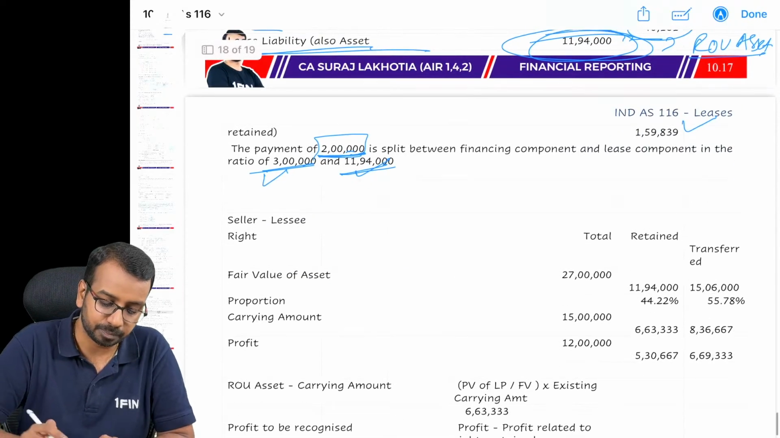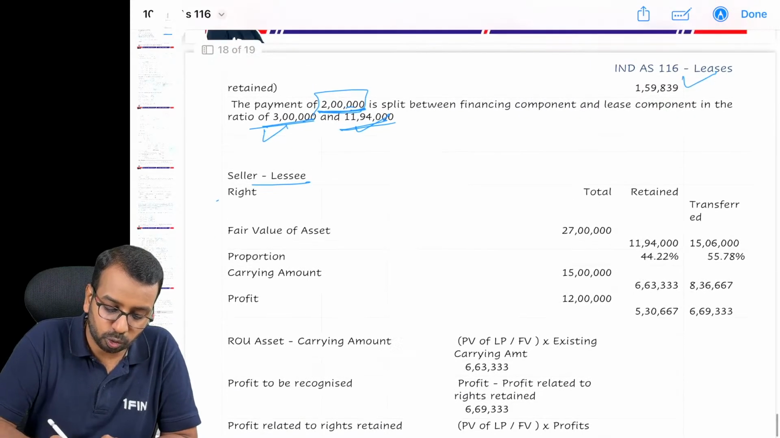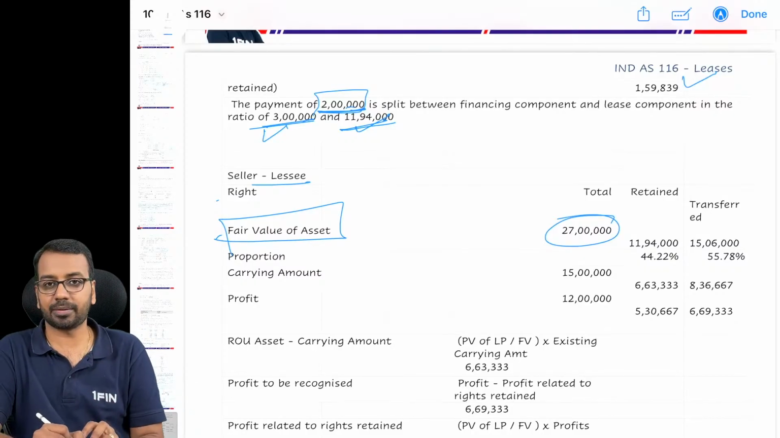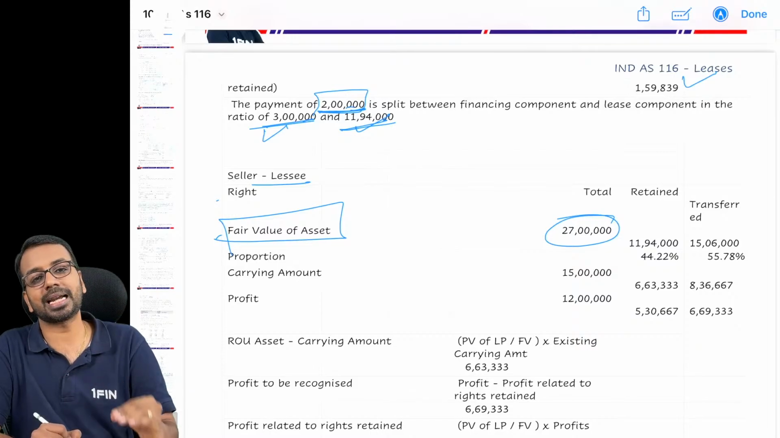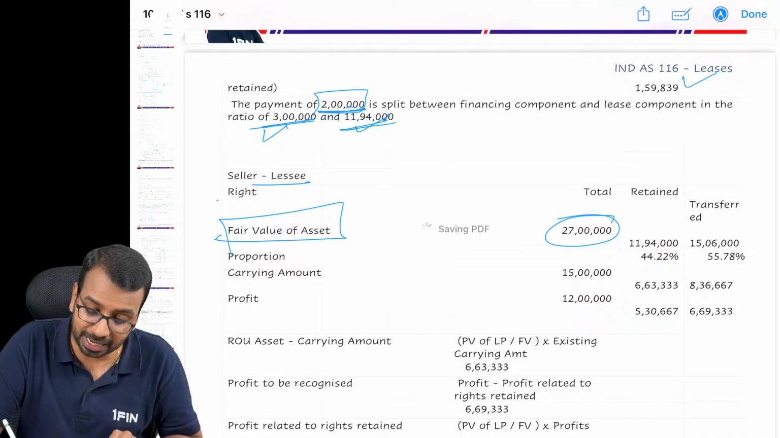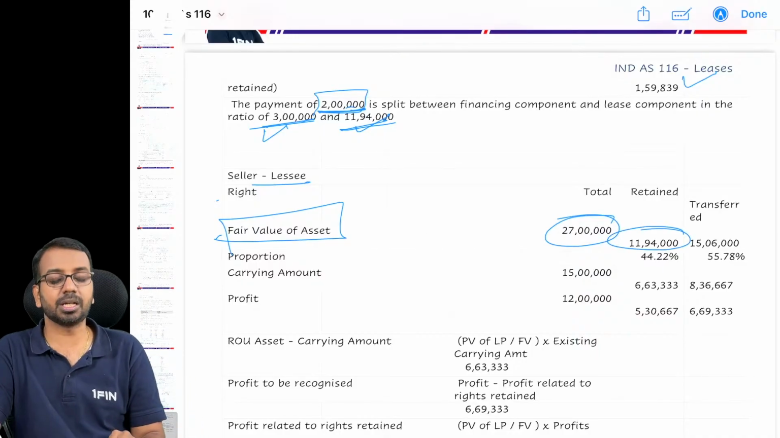Okay. Then for the seller's books, total fair value of asset is 27 lakhs. Now here, because there is a sale and leaseback, I am not transferring the full right. I am retaining the right for 20 years. What is the value of that? 11,94,000 is the value of that.